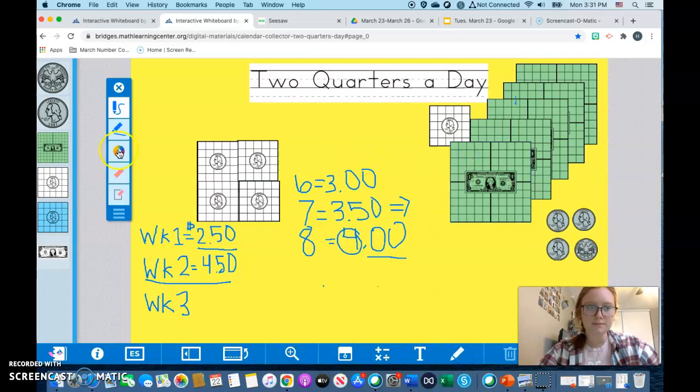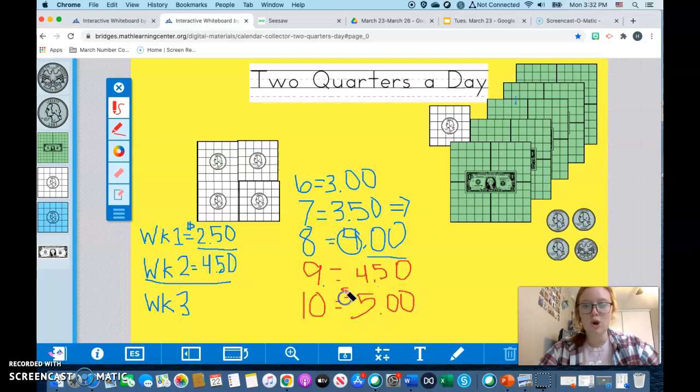So I'm going to do this. To keep track of our days, I'm going to pop over here. So day 9, which was last Friday, which remember we weren't in school, but Miss Dunning filled it out. Now we're on day 10, right? And we collected today 5 whole dollars.